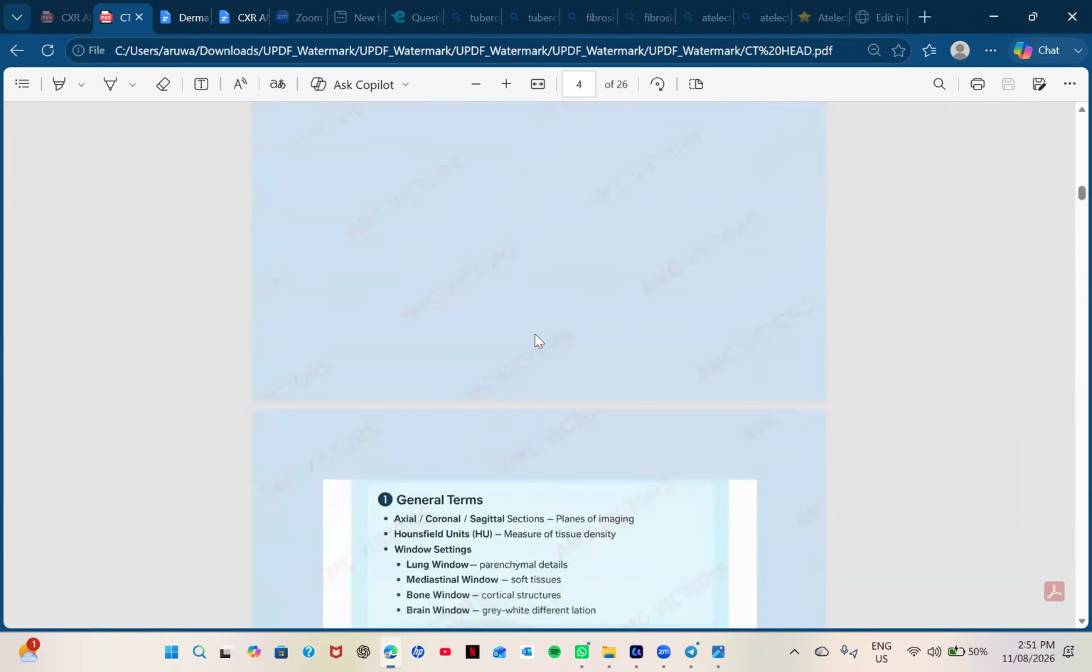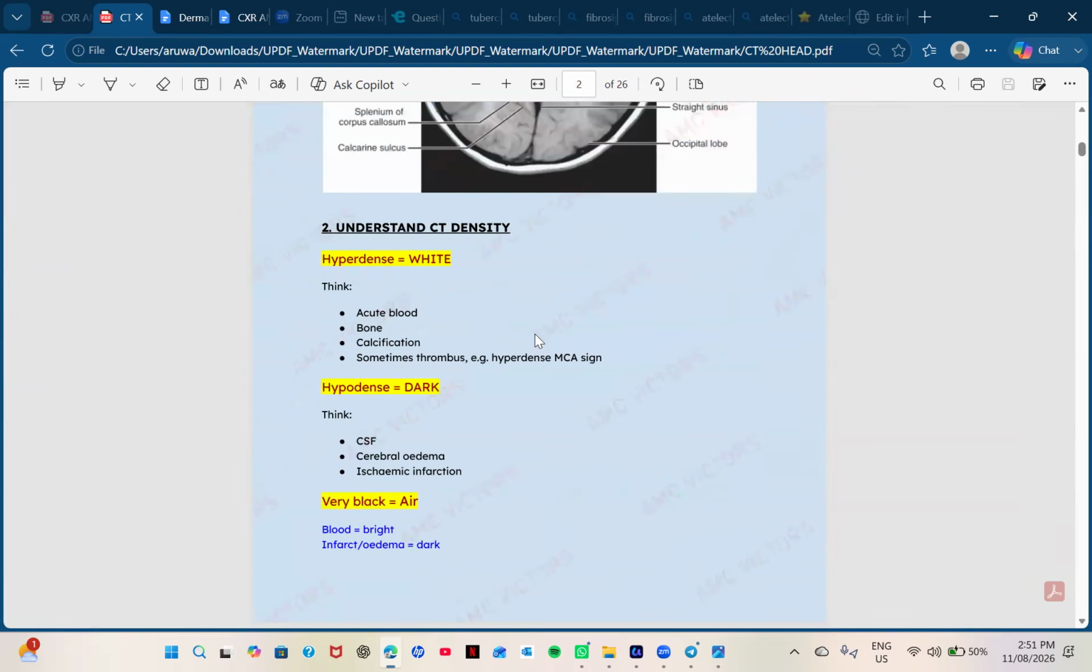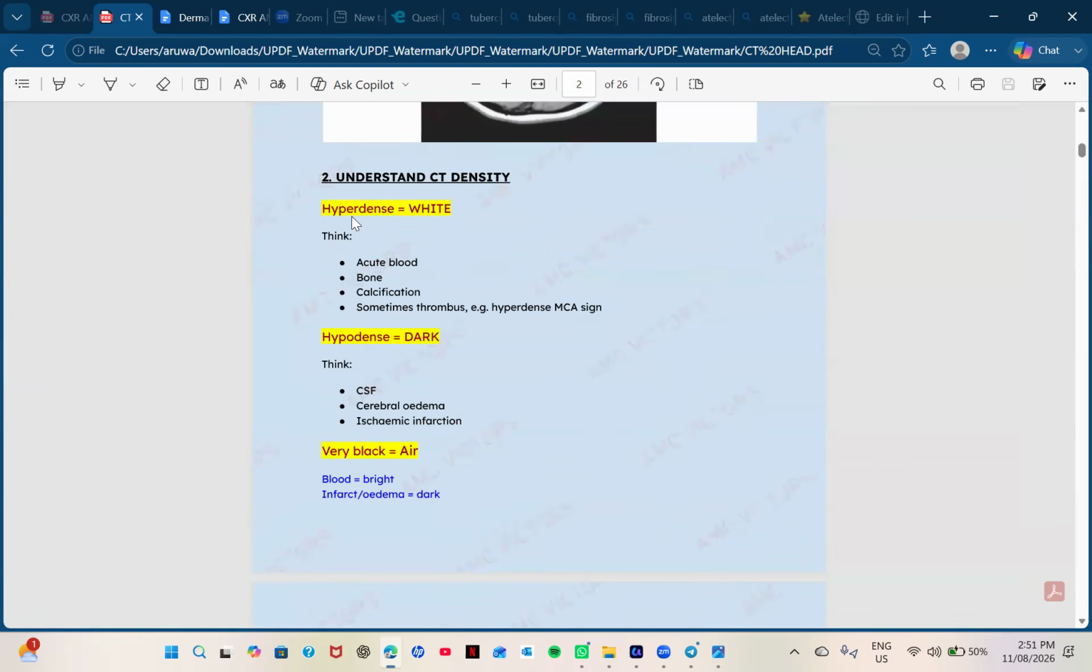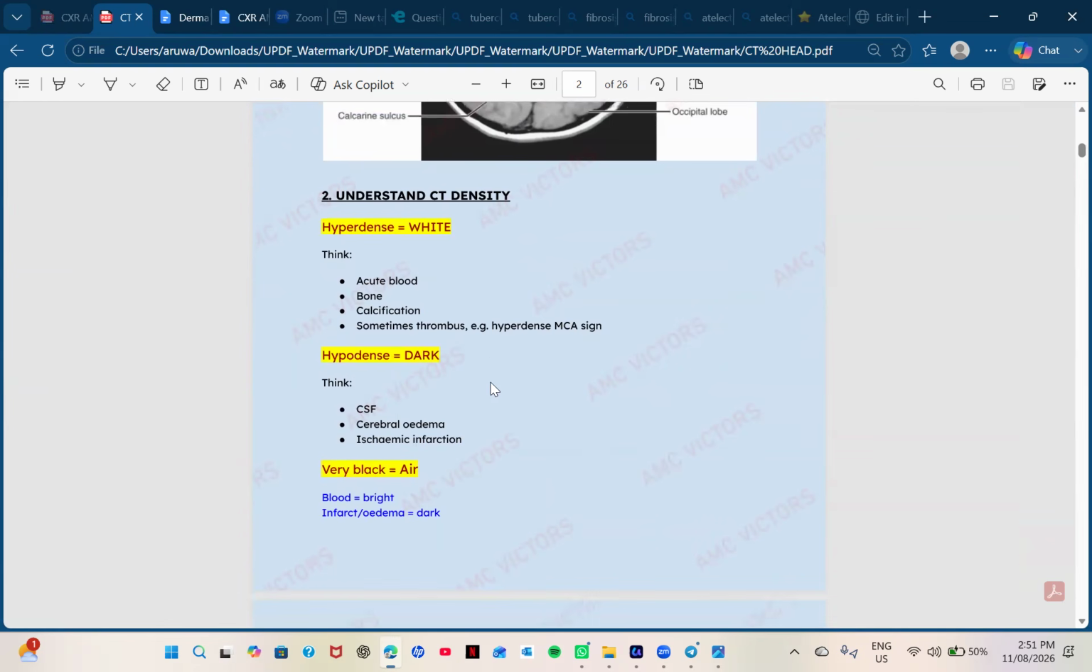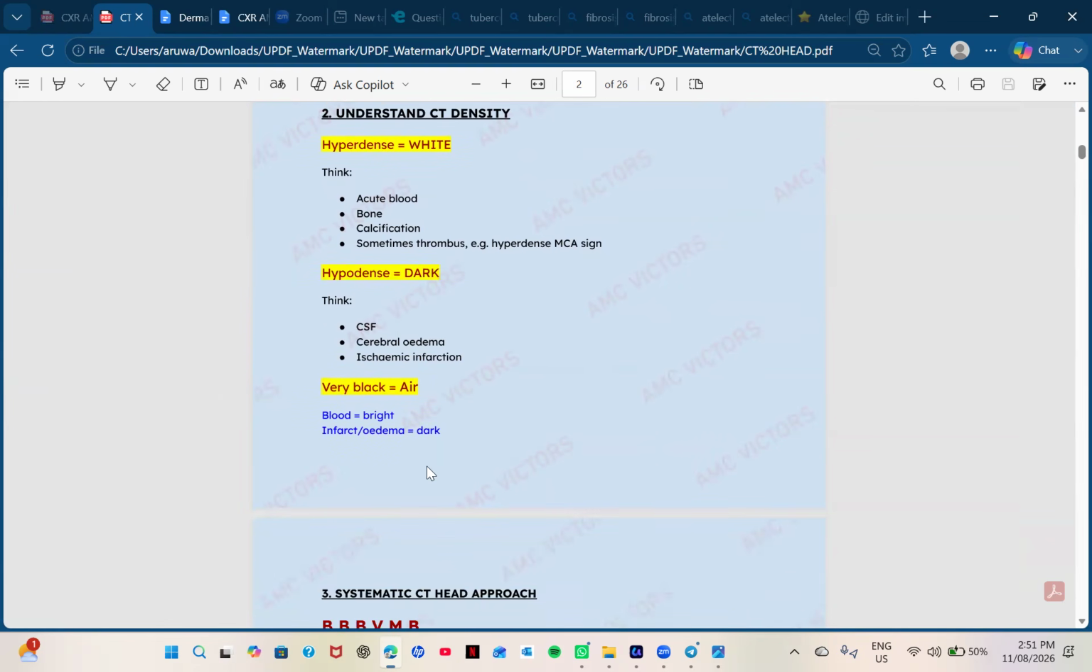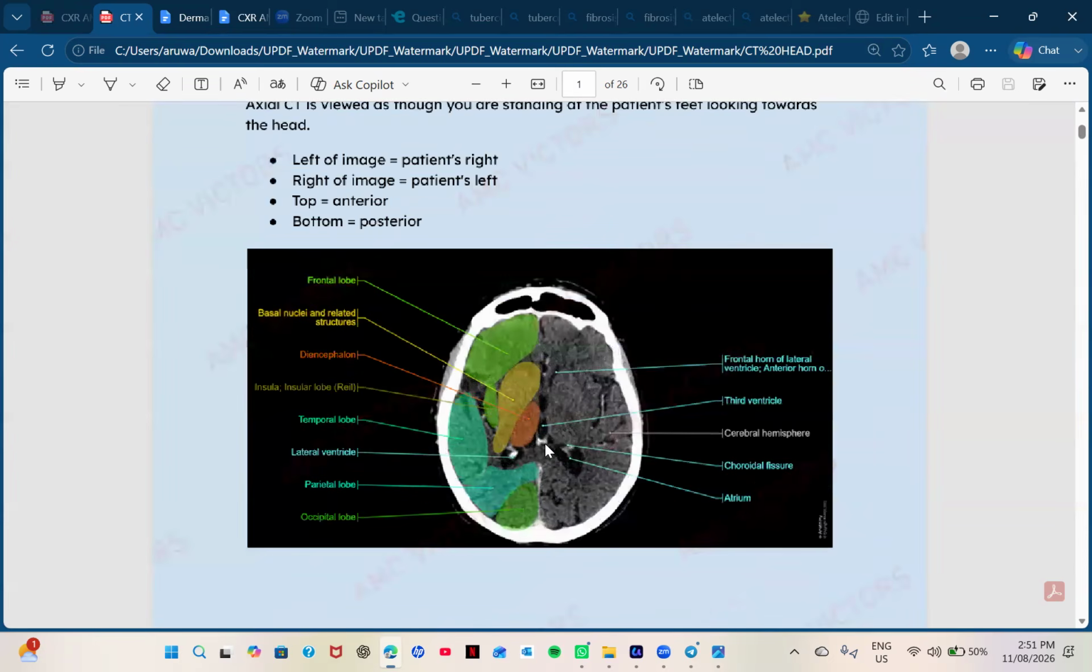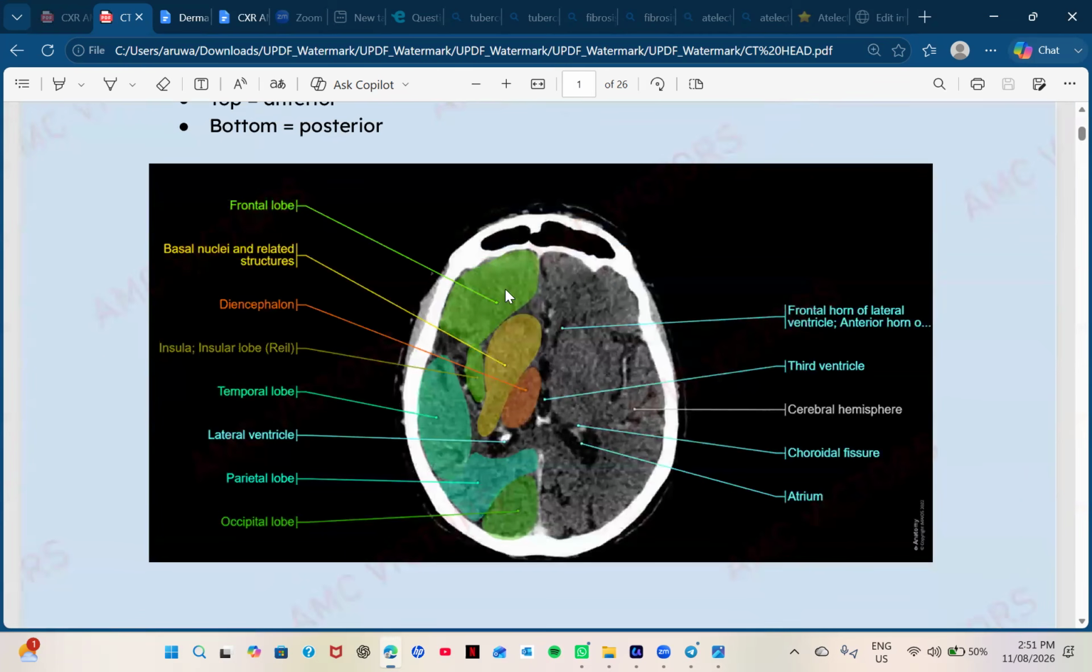Okay, we'll quickly jump into the things. Here hyperdense is white. White means you can mainly see acute blood, bones, and calcification. The darker one, CSF and cerebral edema, is very black. And here is the normal anatomy. Here you can see the frontal lobe, then the basal nuclei and related structures, the diencephalon here, then the temporal lobe, lateral ventricle, the parietal lobe, and the occipital lobe.